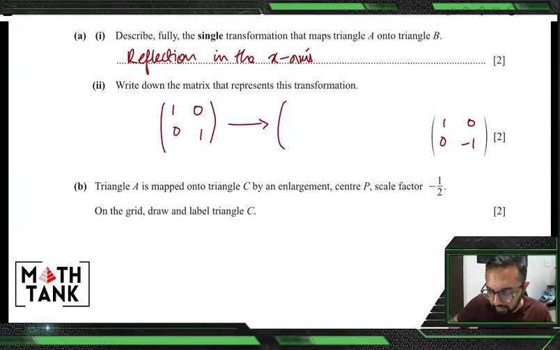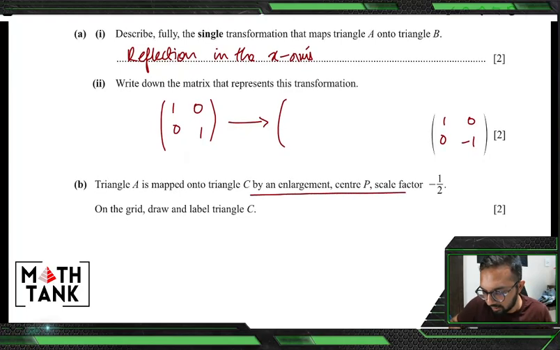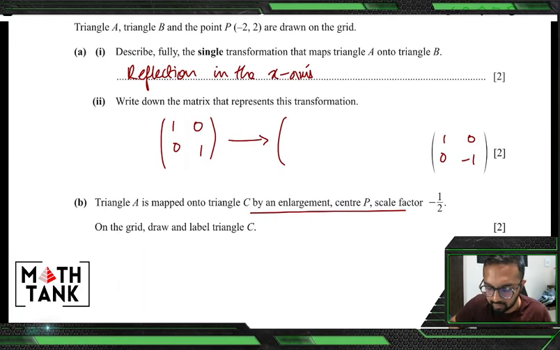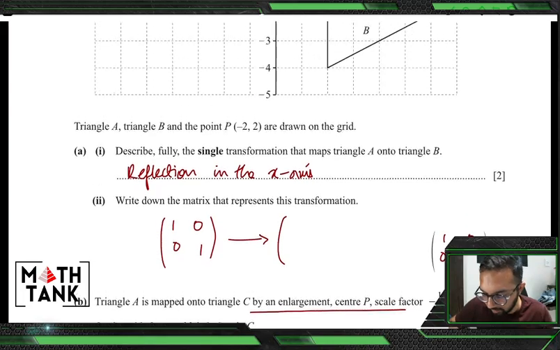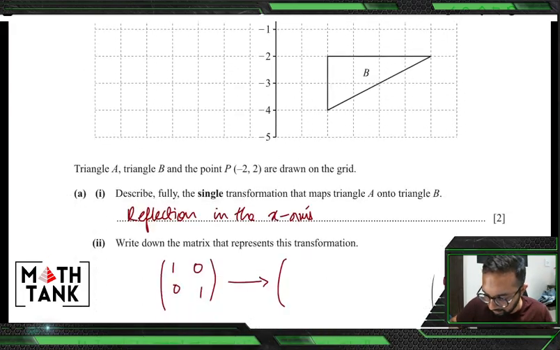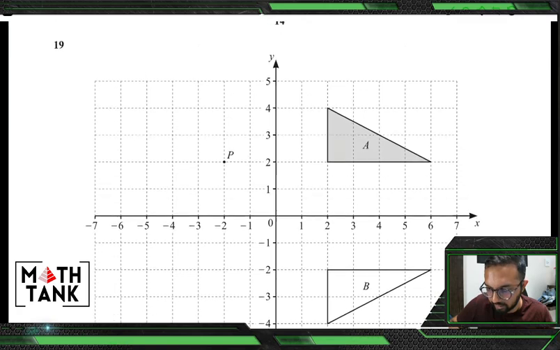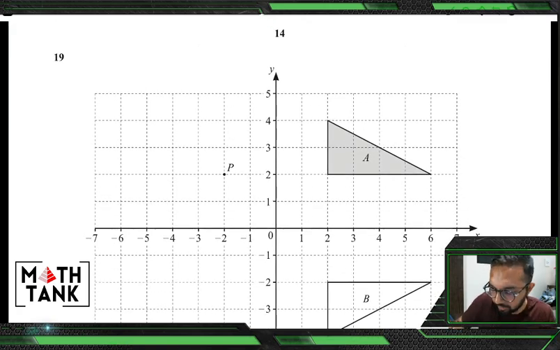Then it says triangle A is mapped onto triangle C by an enlargement with center P and scale factor minus half on the grid. Draw and label triangle C. So again, I'm going to start measuring and seeing what the movement is. So this movement is minus 4 and 0. So I'm going to say that this gets transformed to minus 2 and 0. So that point comes up here. I've moved minus 2 and 0 to this side.